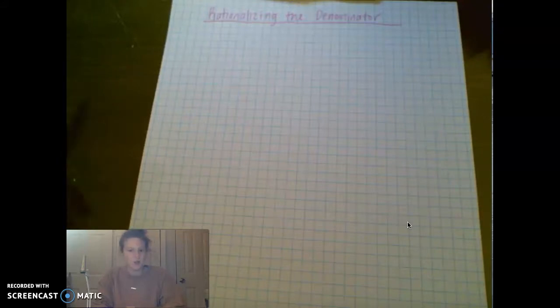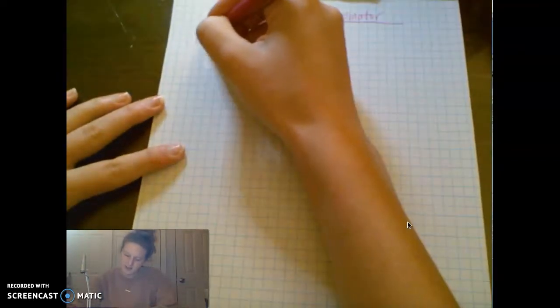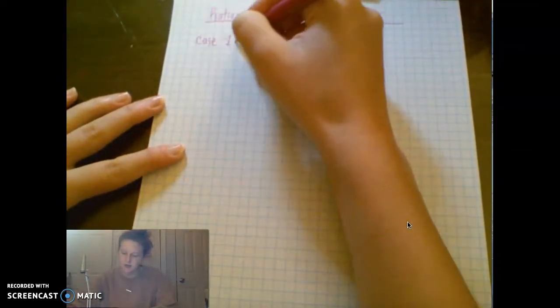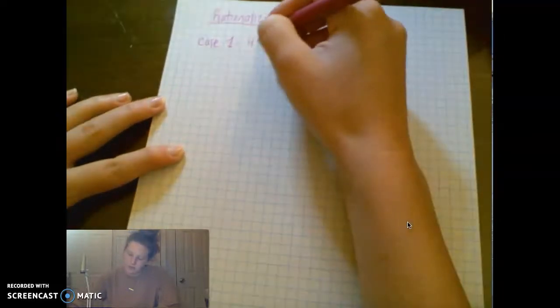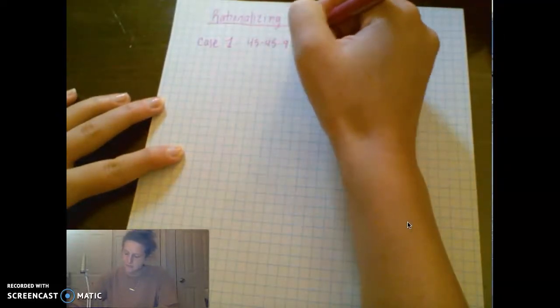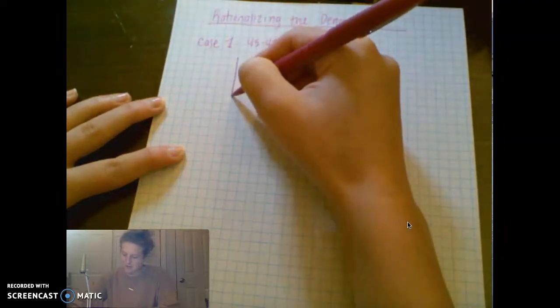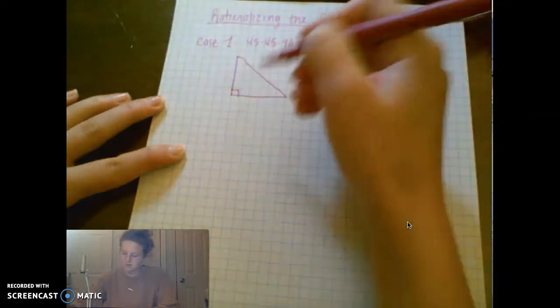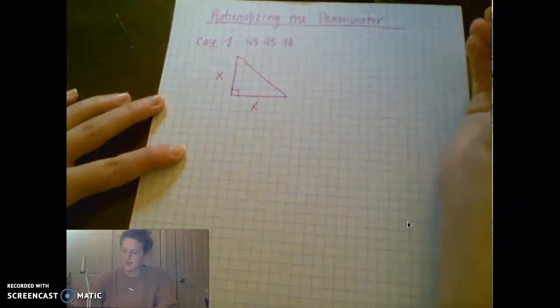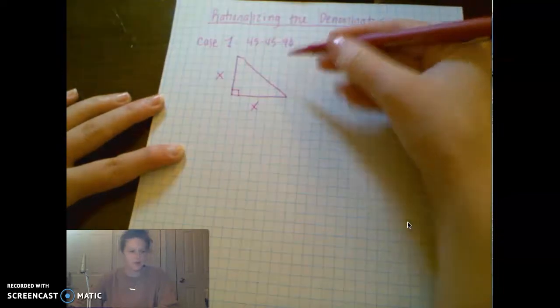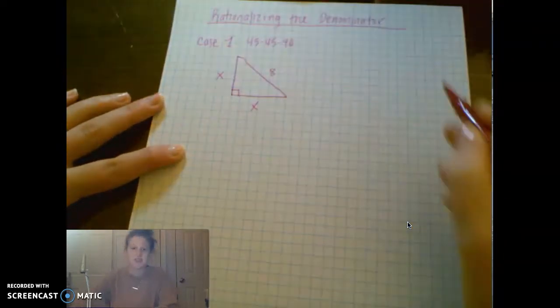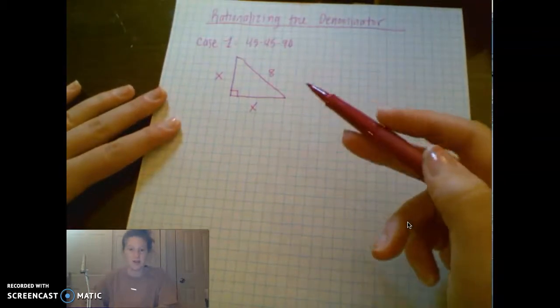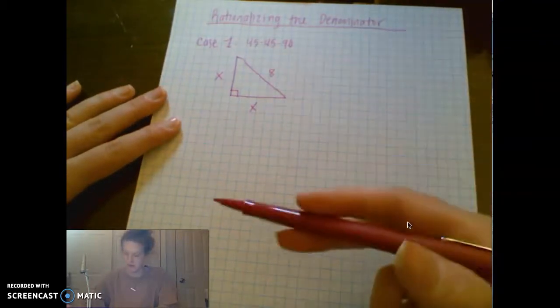So there's only two cases where you're going to come up with this scenario, right, with the radical in the denominator. And case one is in the 45, 45, 90 triangle. So case one, we have a 45, 45, 90, right? Let's say it looks something like this. There's our 90-degree angle. These are the legs, and let's say we know the hypotenuse. We know the hypotenuse is 8. Okay, so this is case one, where we are going to have to rationalize the denominator to get rid of the square root in the denominator.